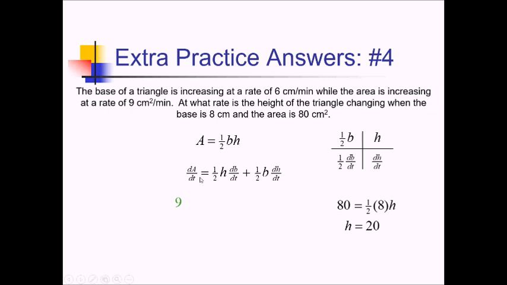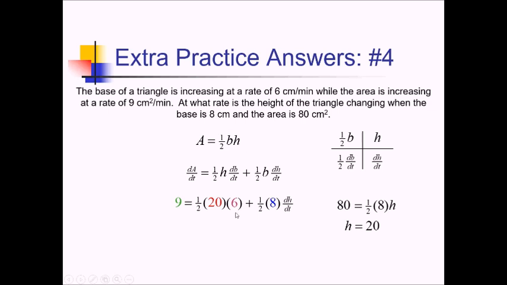So we can go back here now and write equals 1/2 times 20. And dB over dt, well, that's the rate of change for the base. They said base was increasing at a rate of 6, so there's 6. Plus 1/2 times the base, they said the base was 8, so 1/2 times 8. And dH over dt is just going to stay put because, hey, we're trying to solve for that.